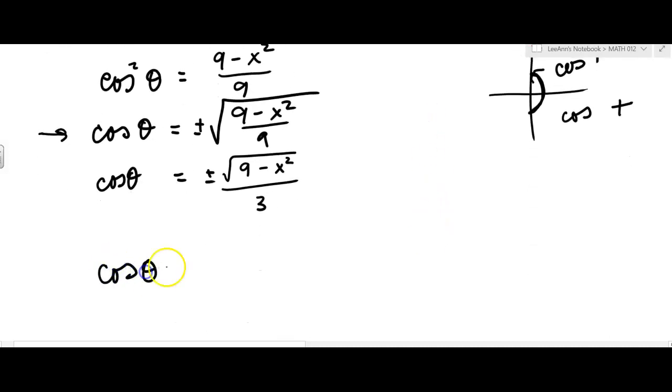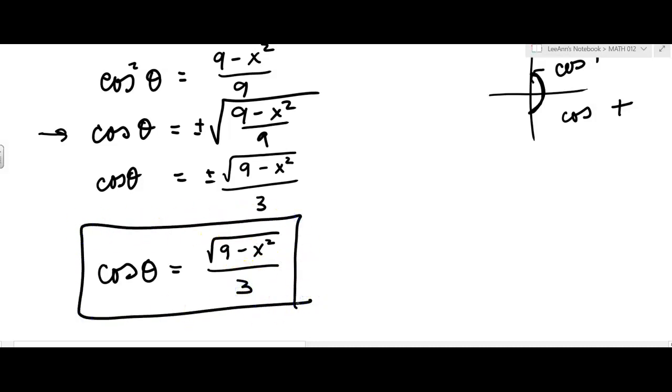So cosine theta is equal to the square root of 9 minus x squared, over 3. We don't know what x is, but we've simplified as much as we can.